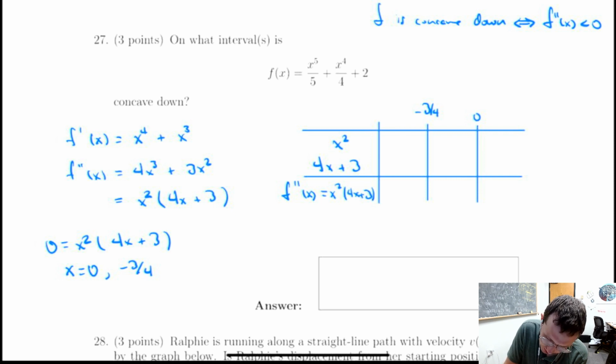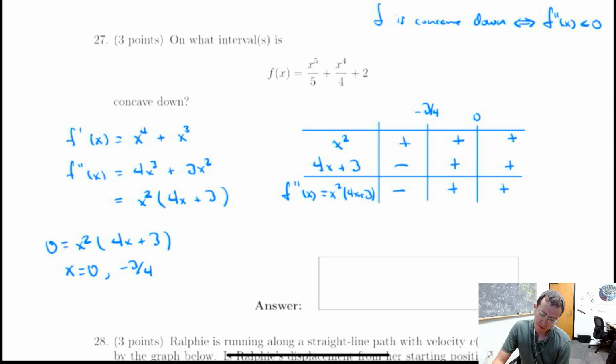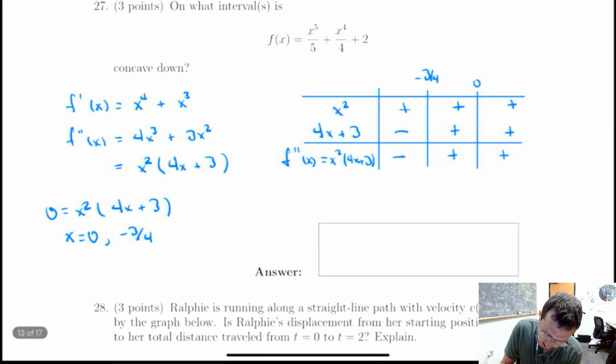X squared is going to be positive no matter what I plug in, except 0. 4x plus 3, that's a line with a positive slope, so it's negative up until the point where it is 0, and then beyond that it is positive. The second derivative is these two things multiplied together. Positive times a negative is negative. Positive times positive is positive. So the second derivative is negative when x is less than negative 3/4.